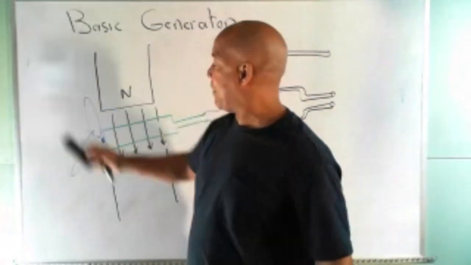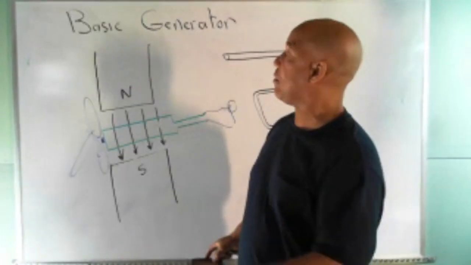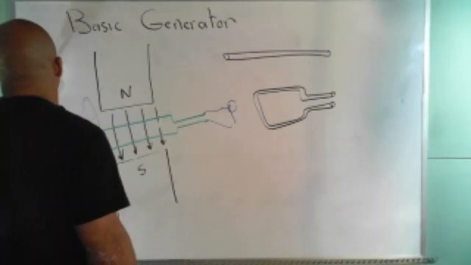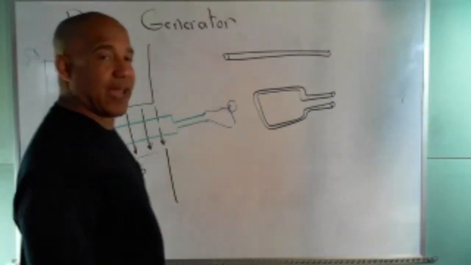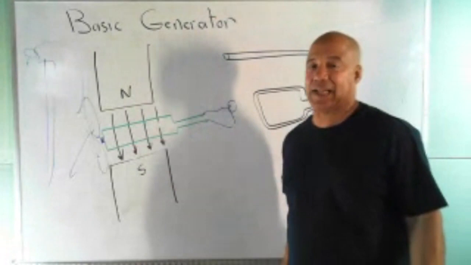Or maybe I stick it underwater. Or maybe even better, I make a dam. I dam up a river, and I have water flow over the dam and hit that and spin that. Some kind of way, I make that coil spin in that magnetic field.